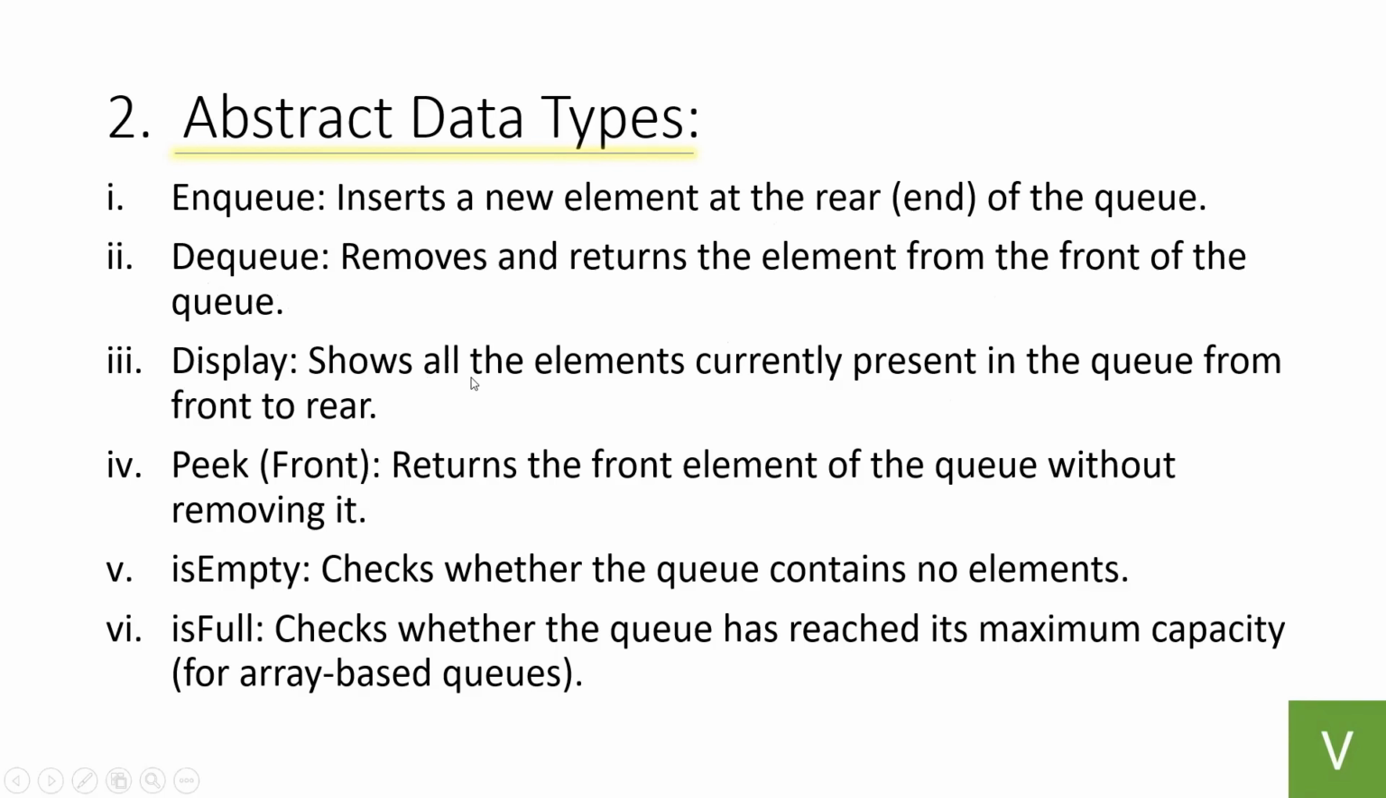Display. It shows all the elements currently present in the queue from front to rear. Peek. It returns the front element of the queue without removing it. IsEmpty. It checks whether the queue is empty or not. Based on that, it will return true or false. Similarly, isFull. It checks whether the queue is full or not. Based on that, it will return true or false.